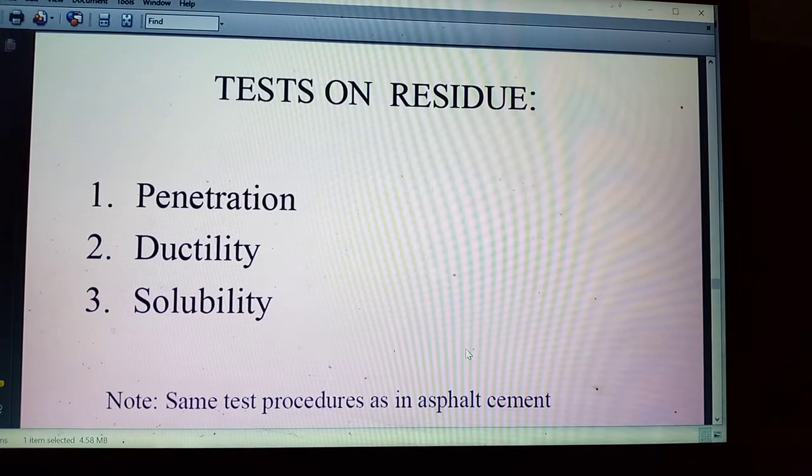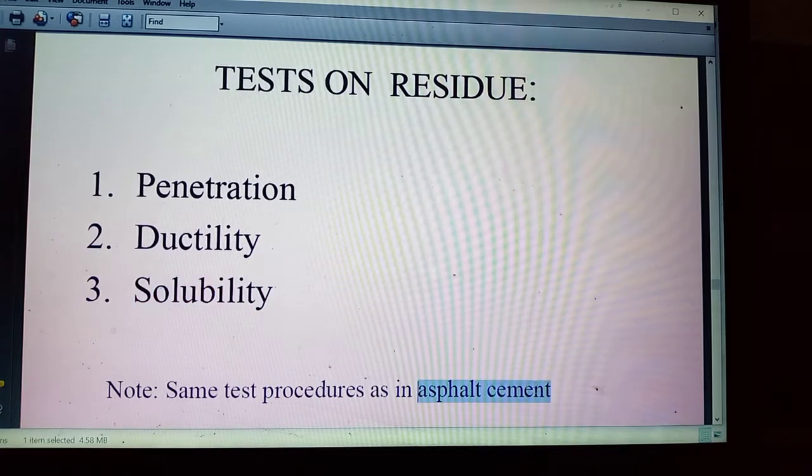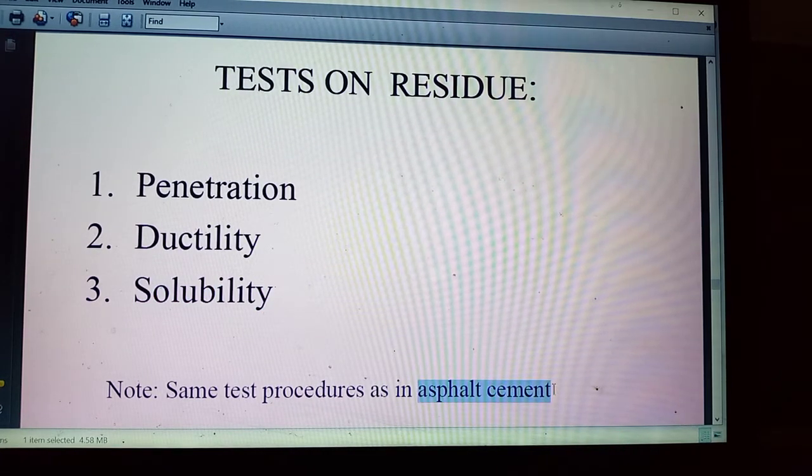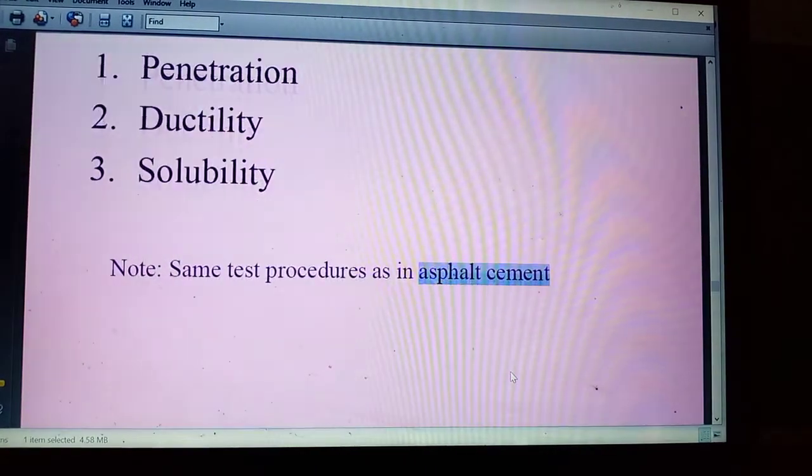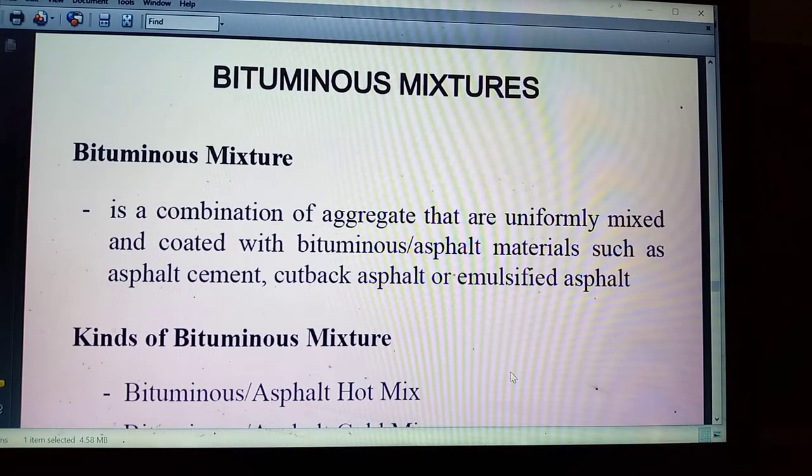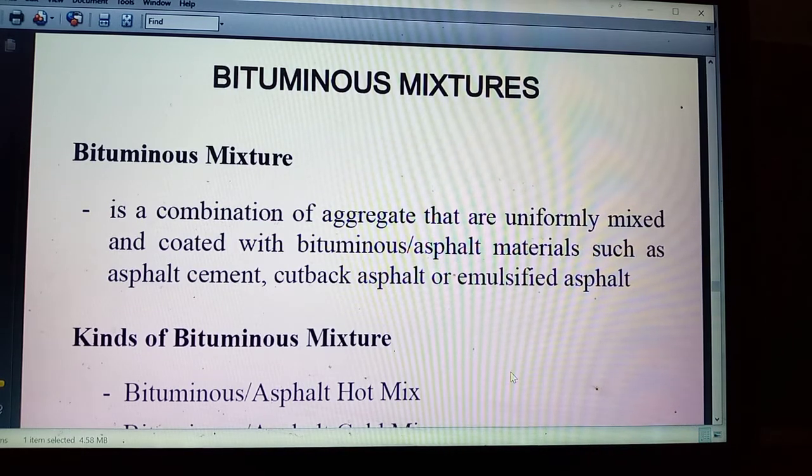So, meron din yung ibang test on residue, yung penetration, ductility, at saka yung solubility, parehas lang yung mga gamit at pamamaraan niya doon kay asphalt cement. Yung pinakauna nating, di ba? Yung una is asphalt cement, next is cutback asphalt, at yung lately is yung emulsified asphalt. Okay? So, for bituminous mixture, so we will continue in the next part 3 ng ating lecture. Okay?